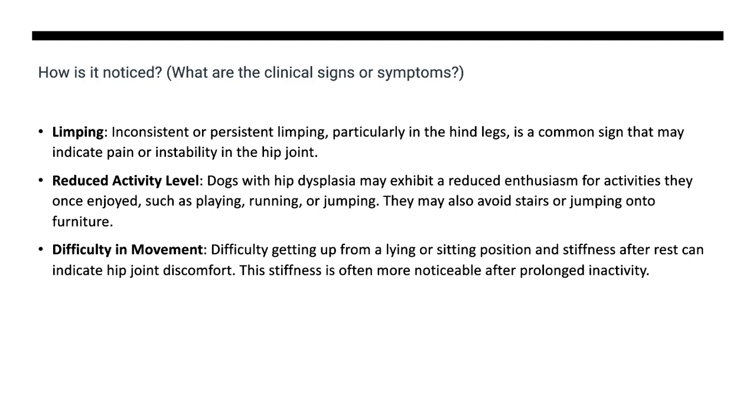How is this noticed? What are the clinical signs and symptoms? Some dogs may limp. Inconsistent or persistent limping, particularly in the hind legs, is a common sign that may indicate pain or instability in the hip joint. Reduced activity level: dogs with hip dysplasia may exhibit a reduced enthusiasm for activities they once enjoyed, such as playing, running, or jumping.